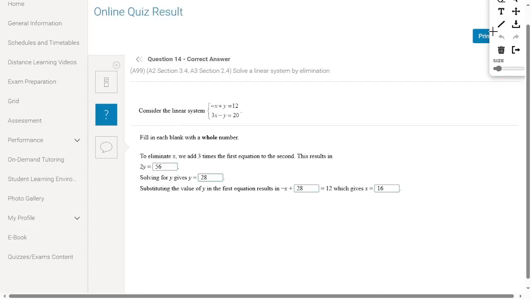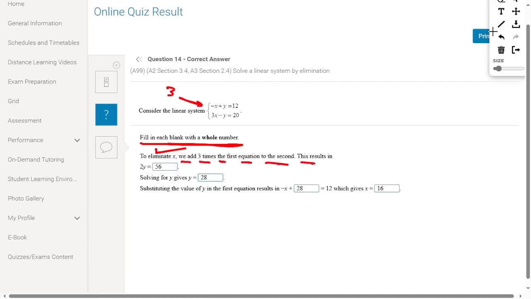Consider the linear system minus x plus y equal to 12, 3x minus y equal to 20. Fill in the blank with the whole number to eliminate x. So we need to eliminate x. Here is negative x in the first equation, second is 3x. So all I will do is multiply this equation by 3. And when I do the addition, x will be eliminated. So here we're saying we add 3 times the first equation to the second.